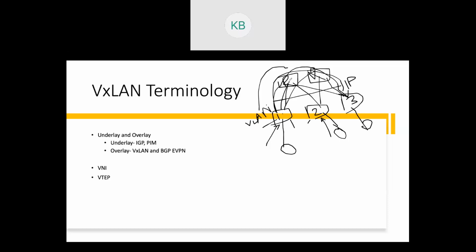And then these routers we're talking about, we can configure them as route reflectors for BGP, which can reflect the EVPN routes from one VTEP to another VTEP.